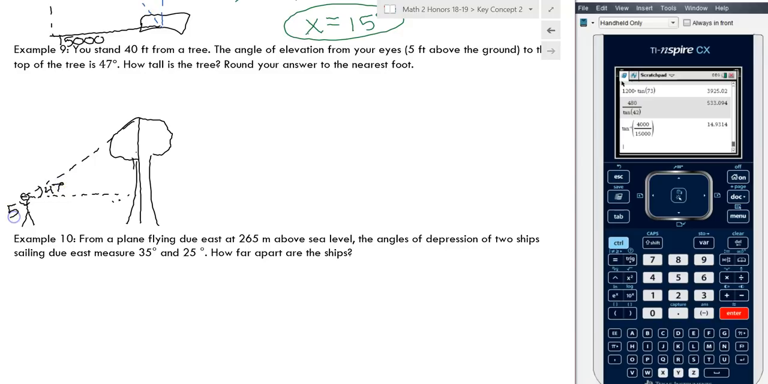Now it tells us we are 5 feet tall. And I'm standing 40 feet from the tree. So how far I am from the tree is 40. So this distance is also 40. My feet to the tree and my head to the tree is the same distance. I'm not severely leaning anywhere. So we want to know how tall is the tree. So I'm going to start by solving for this part of it.